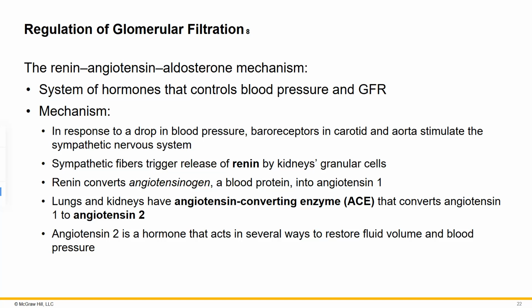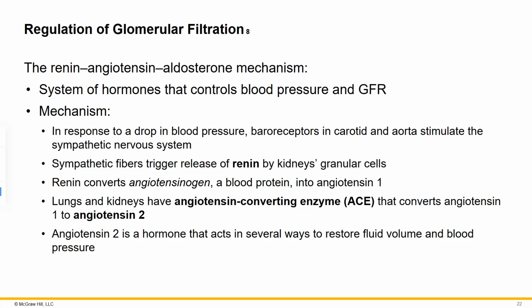Sympathetic fibers trigger the release of renin by the kidney's granular cells. Renin converts angiotensinogen, a blood protein, into angiotensin 1. The lungs and kidneys have angiotensin-converting enzyme, ACE, that then converts angiotensin 1 to angiotensin 2. Angiotensin 2 is a hormone that acts in several ways to restore fluid volume and blood pressure.